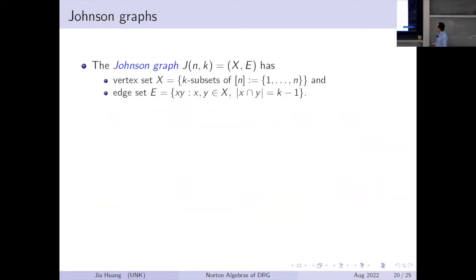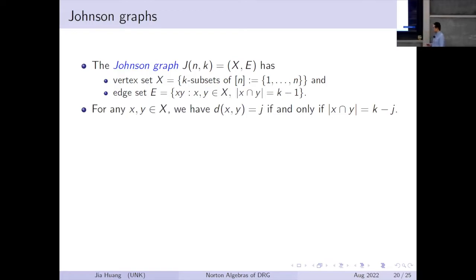Okay, so now that gives a question. What about the Johnson graph, which is a very important example of distance regular graphs? I don't think it is a Cayley graph. It's defined in this way. The vertices are the k-subsets of a fixed set {1, ..., n}. And then two vertices are connected by an edge if the size of their intersection is k minus 1. And we can compute the distance. If the size of the intersection of two vertices is k minus j, then they have distance j from each other.